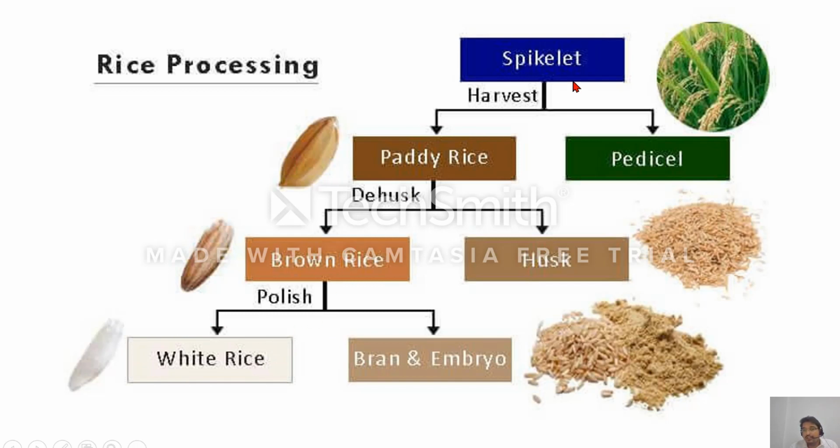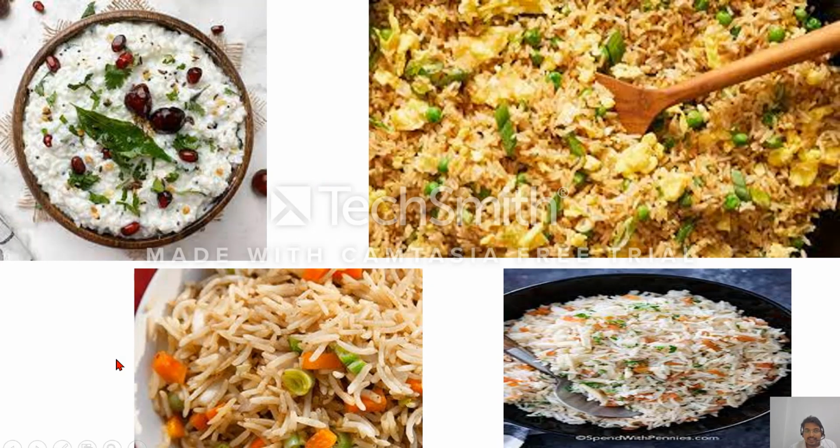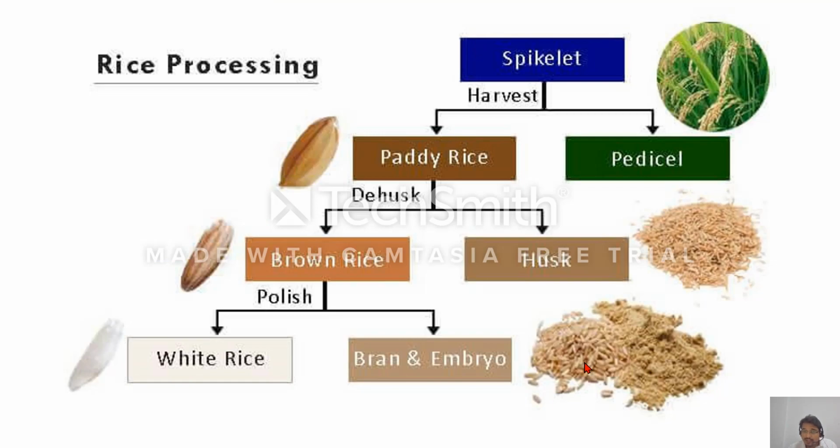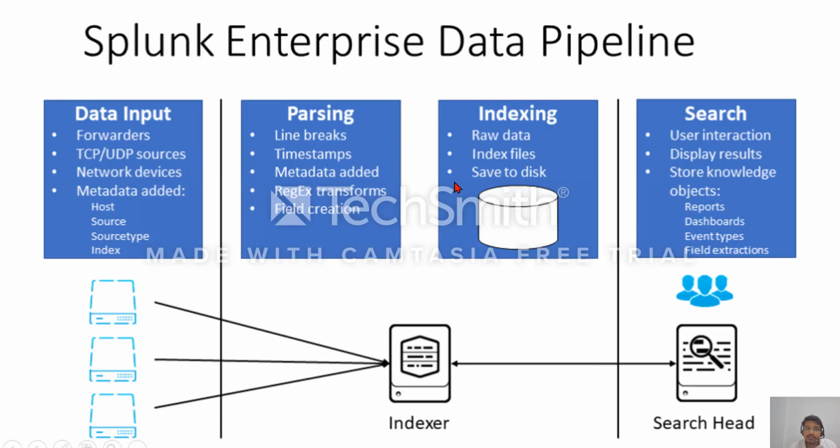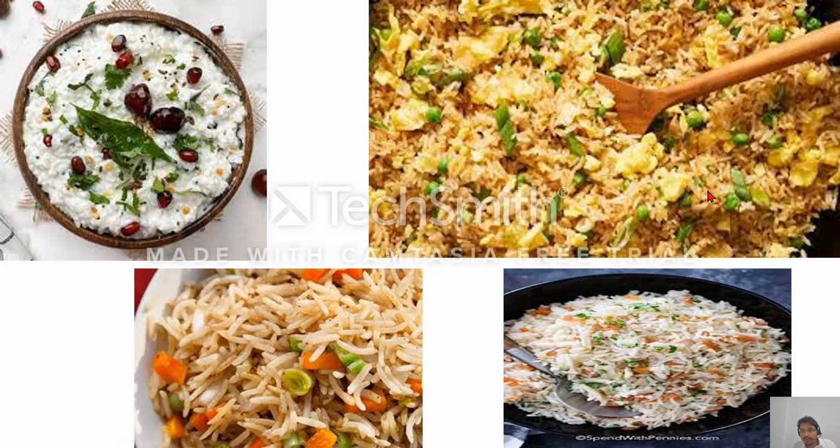So this is a forwarder, and the indexer does all these steps. And once the indexer has created the white rice and stored it, the search head can create multiple recipes out of the data. So this is the simple example of how Splunk works. Here the data input ingests data into the indexer, and once the data is processed and stored properly, the search head will create a report, a dashboard, and the alerting mechanism. So this is the small Splunk introduction.